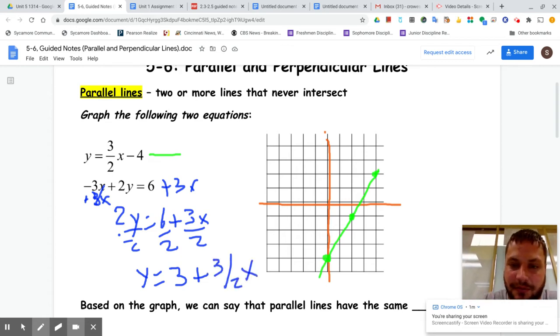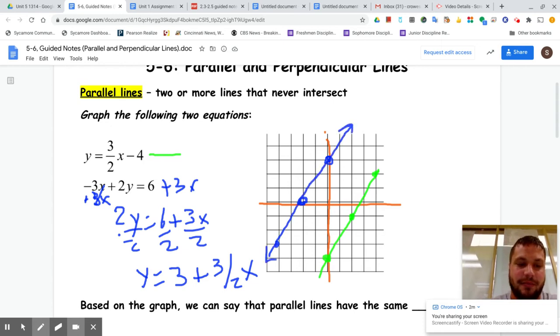So my y-intercept is 3. Again, I'm going to go up 3, right 2, okay? But going up 3 takes me off of the graph. So instead of going up and to the right, I'm going to do the opposite, go down and to the left, down 3, left 2, down 3, left 2. So notice now that these lines are parallel. They're never going to cross.